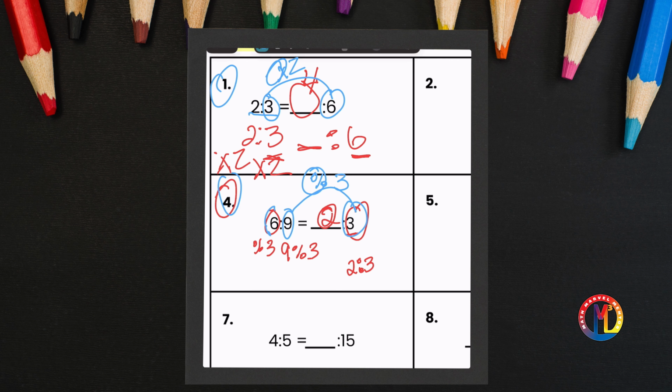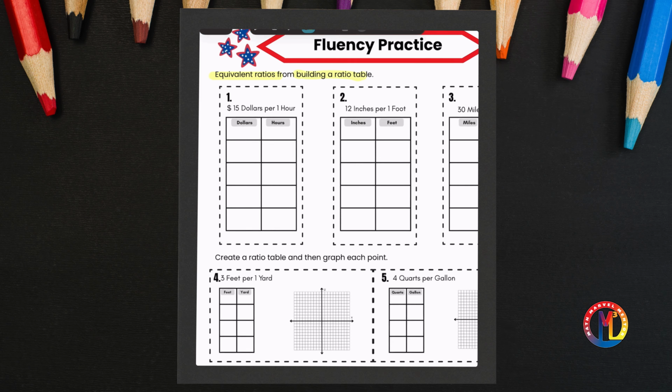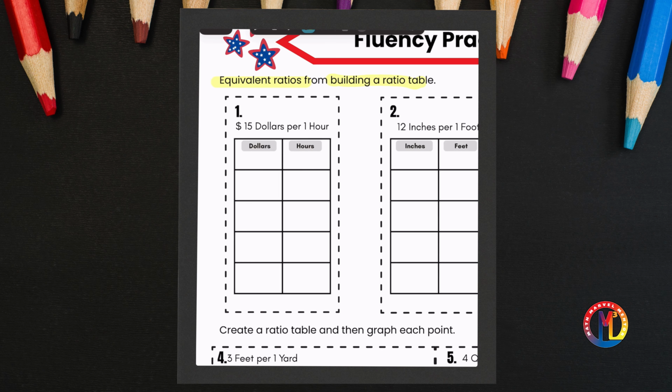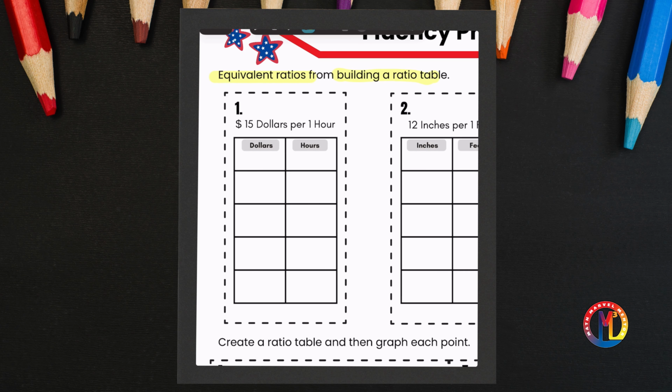We can go in either direction depending on the set of numbers that you're given as your original ratio. So now we're just going to practice this idea of equivalent ratios by building them in a ratio table. Again, we're working directly out of our 6th grade complete math workbook, and so you can get your own using the link below.